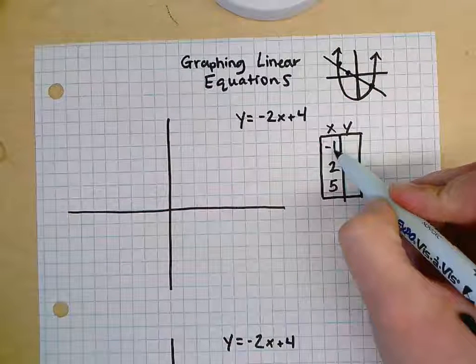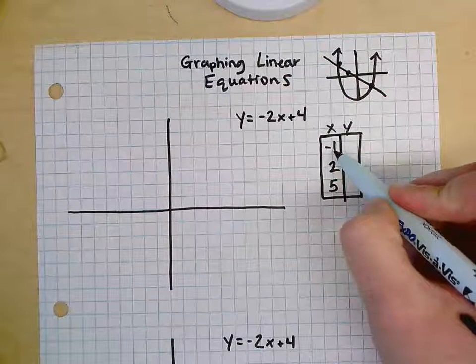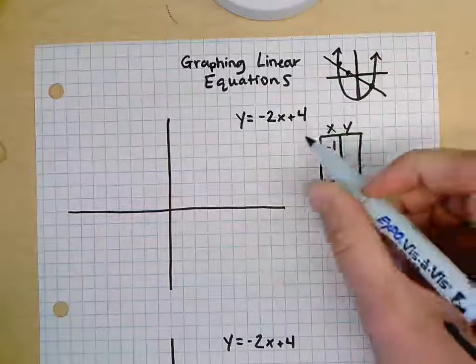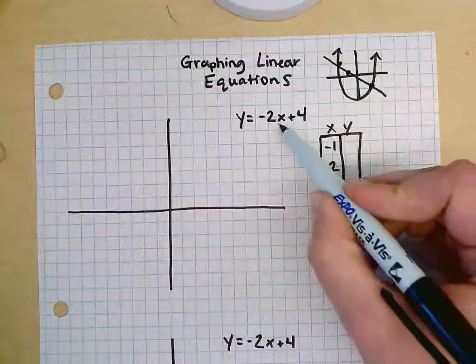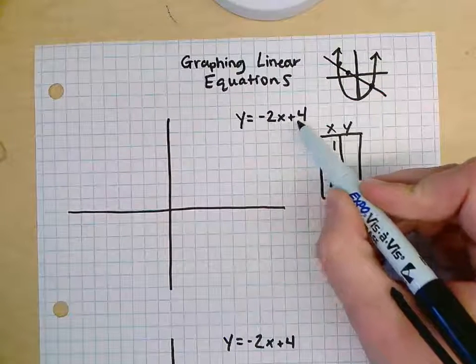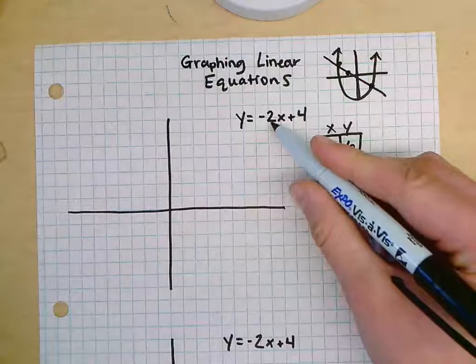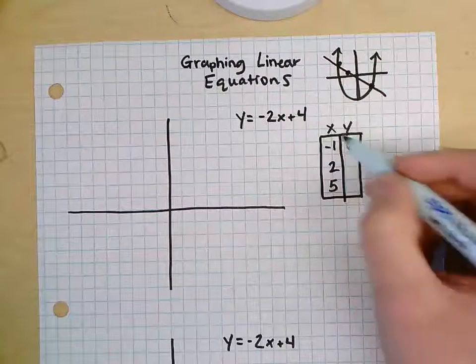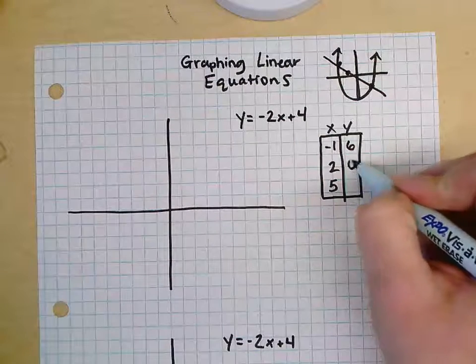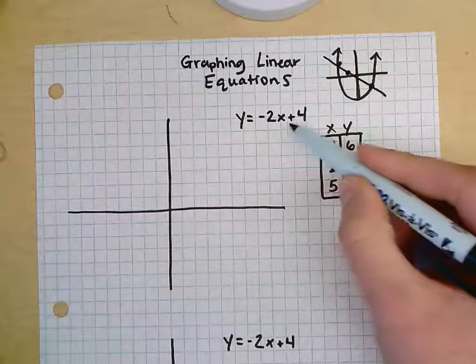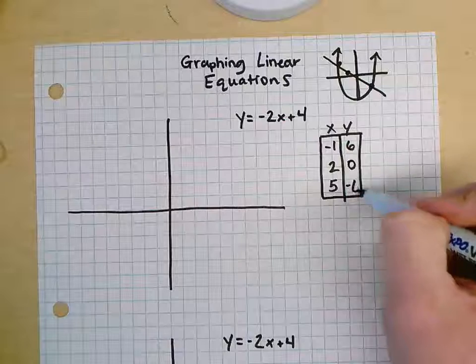So using these input points, I'm going to find my outputs. I put it into the equation for x because it's the value of x. So negative 2 times negative 1 is a positive 2, plus 4 is going to be 6. Negative 2 times 2 is negative 4, plus 4 is 0. And negative 2 times 5 is negative 10, plus 4 is negative 6.